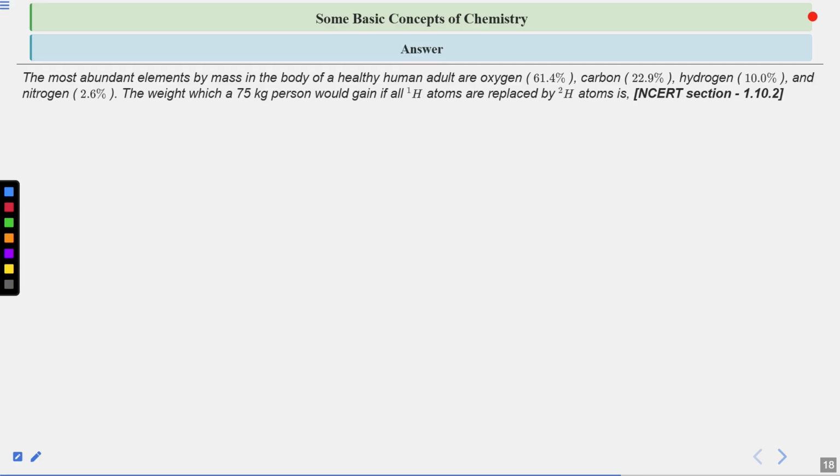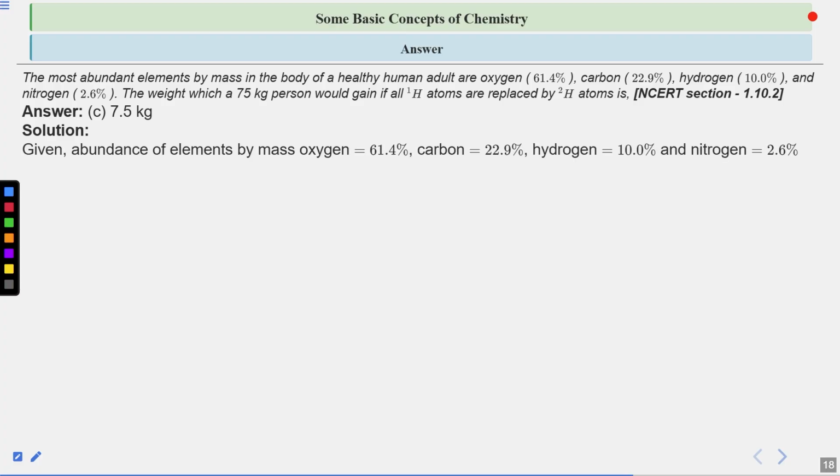So those who have solved it, the correct answer is option C, which is 7.5 kg. Let us look at the solution. So it is given that the abundance of oxygen is 61.4%. For carbon, it is 22.9%. Hydrogen, it is 10%. And nitrogen, it is 2.6%. Now, what is the total weight of the person? It is 75 kg.